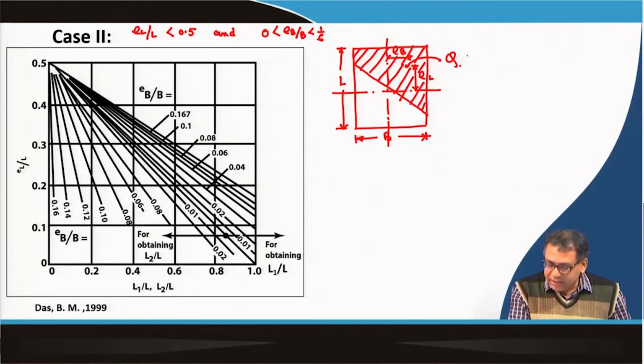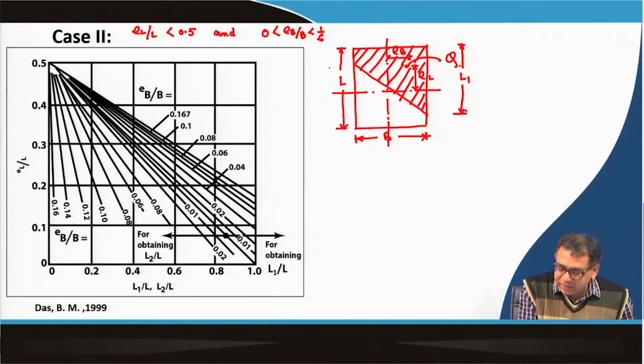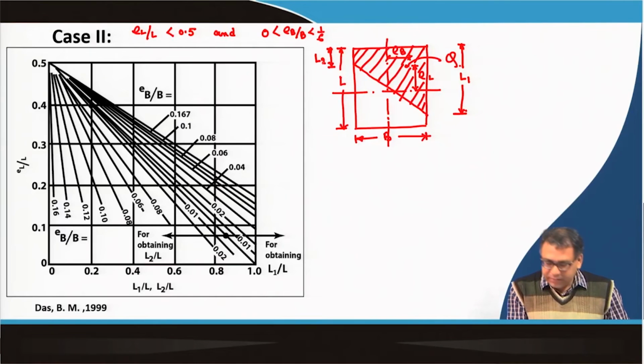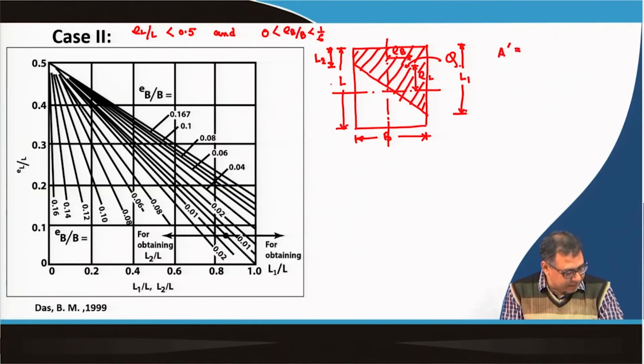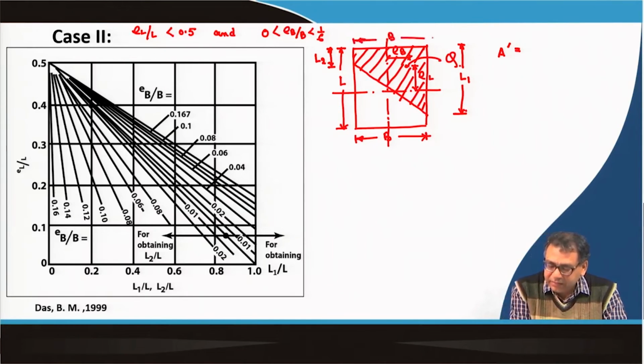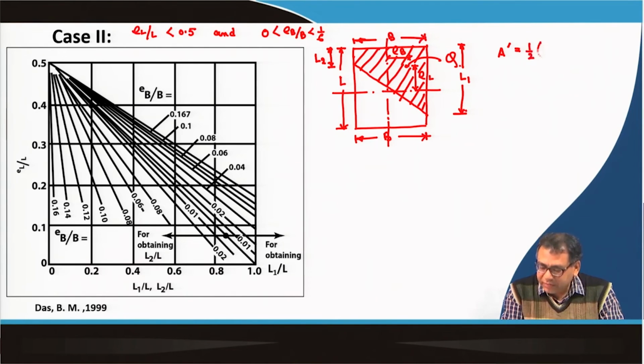Okay. So, we have this is L1 and this one L2. Now, B is this side, fully covered within the effective area. So, in such case the effective area I can calculate, because this is a trapezoid, and this is equal to B. So, this will be half L1 plus L2 into B.